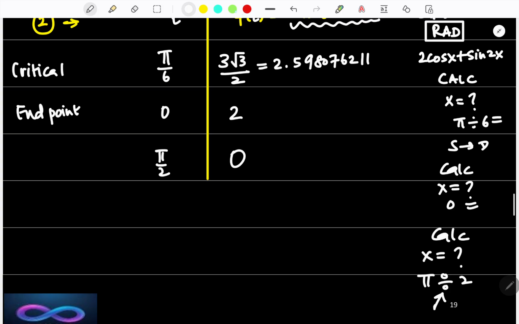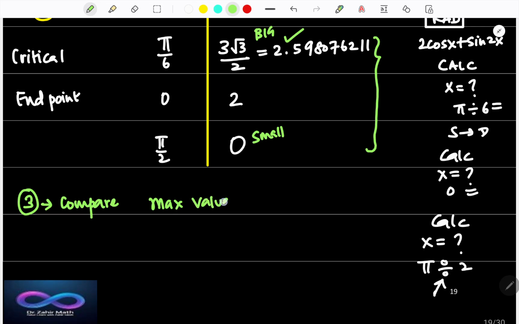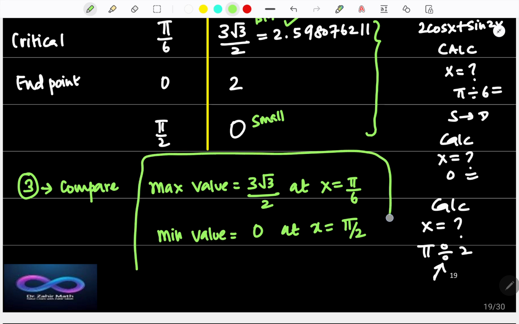Now step number 3. What is step number 3? You are going to compare the values. Look at the values, all of you. Which is the big value? This is the big value, 2.5. This is 2. This is 0. So these two values are not the maximum. This is the big value, and this is the small value, correct? Therefore, maximum value is 3 root 3 divided by 2 at x equals pi by 6. What is the minimum value? The minimum value is 0, at the point x equals pi by 2. So this is your maximum and minimum value.